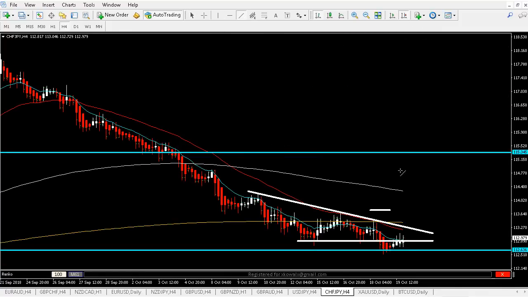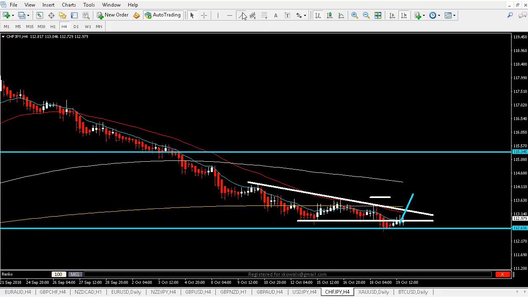But we need to see something first, something like a breakout here or a very, very powerful fast breakout down there. So you can draw the line like this now. Okay.